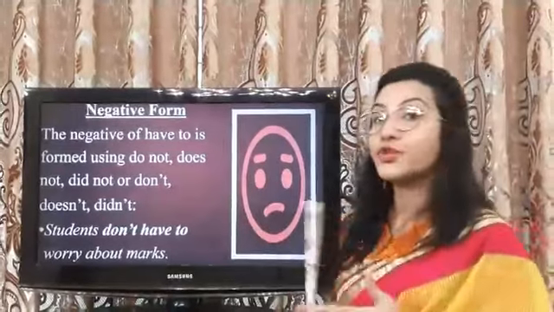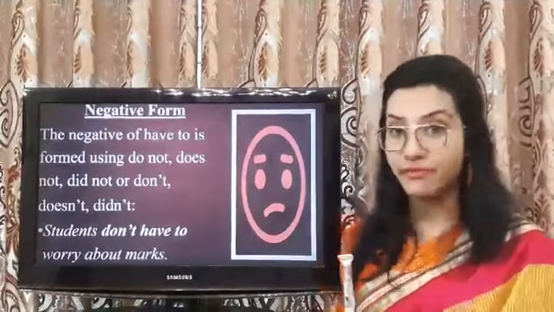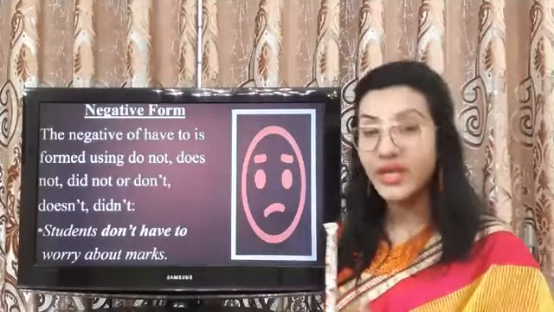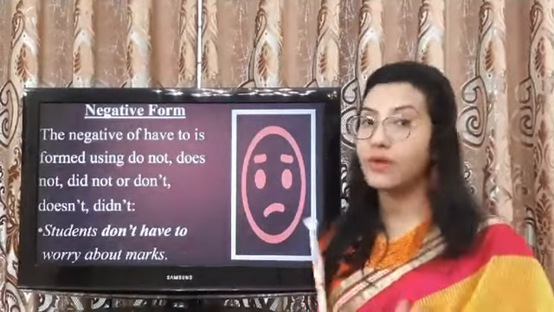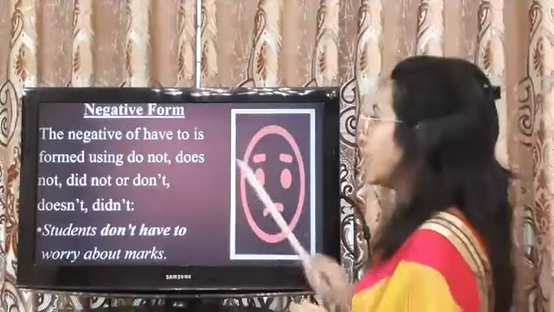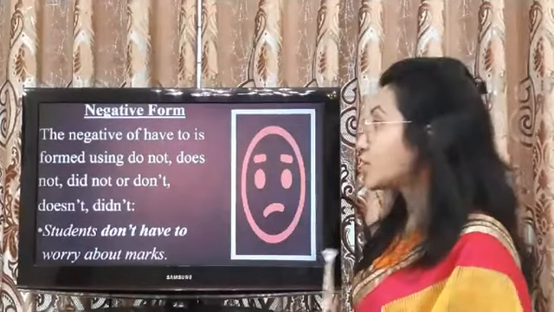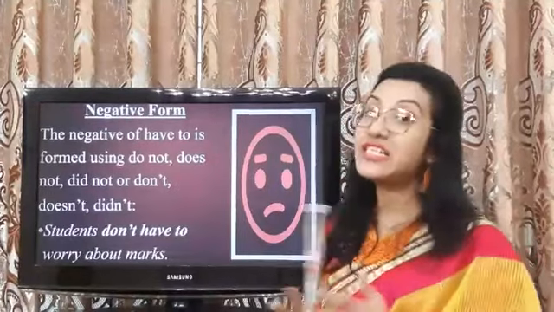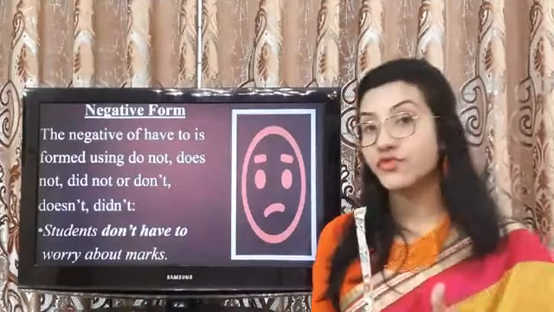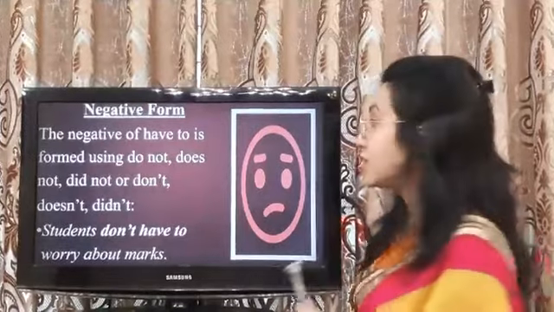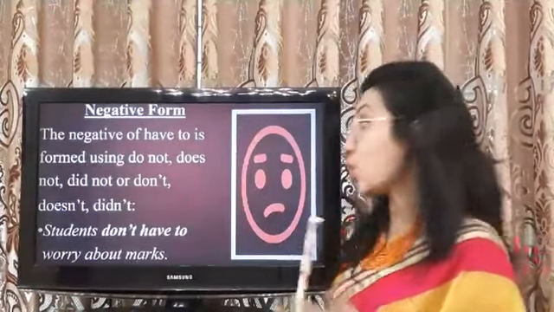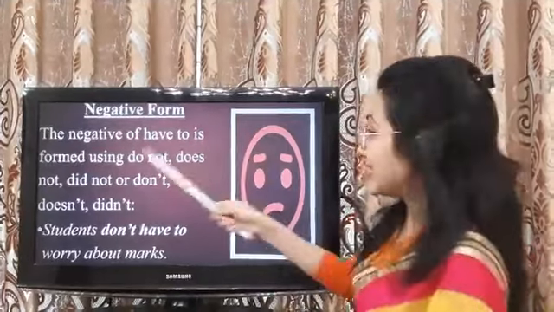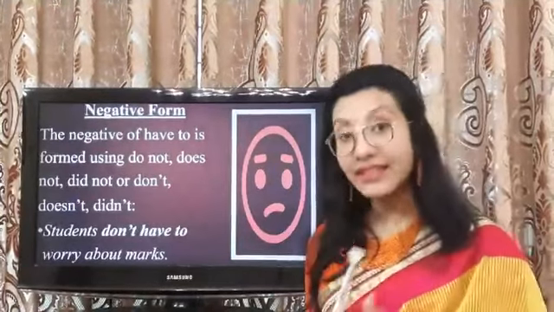Now, how have to or has to can be used in negative form. না বোধক বা না বাচক যদি কোনো আমরা বাক্য ব্যবহার করি তাহলে সেক্ষেত্রে আমরা have to বা has to কিভাবে ইউজ করতে পারি চলো দেখে নেই। The negative of have to is formed using do not, does not, did not, or if you use the contraction form or the short form, তাহলে short form-এ লিখলে don't, doesn't, didn't. So this depends on the person and the tense that you're using.